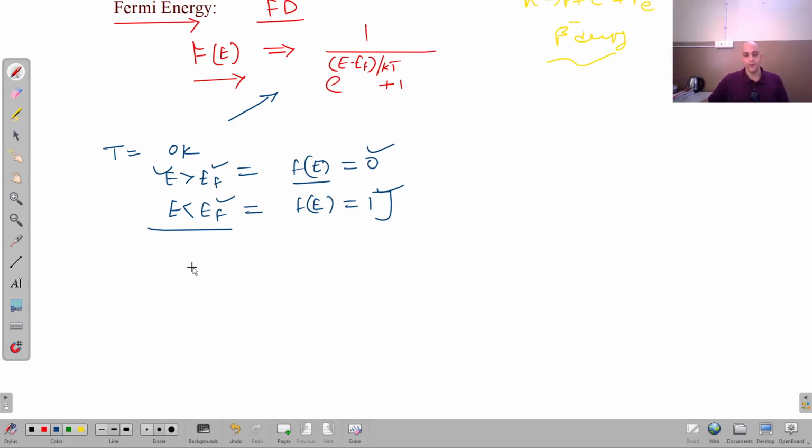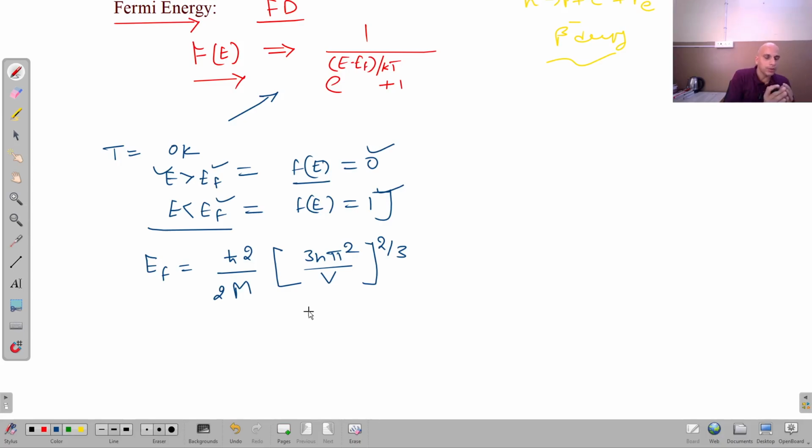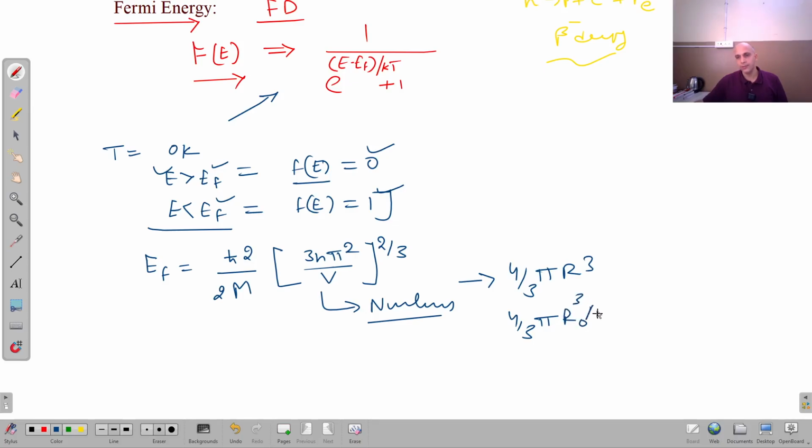Now we have calculated the expression for Fermi energy in that article: EF is equal to h cut square upon 2m into (3N pi square upon V) power 2 by 3. This was the expression. Here m was the mass of the electron, so I have to replace it with the mass of nucleons, capital M. V was the volume in which the system was present in the case of free electron gas. Here V will be the volume of the nucleus, so it will become 4 by 3 pi r cube, which is 4 by 3 pi r naught cube A, because r is equal to r naught A power 1 by 3. So we can put all these values here. Let this be equation number 1.